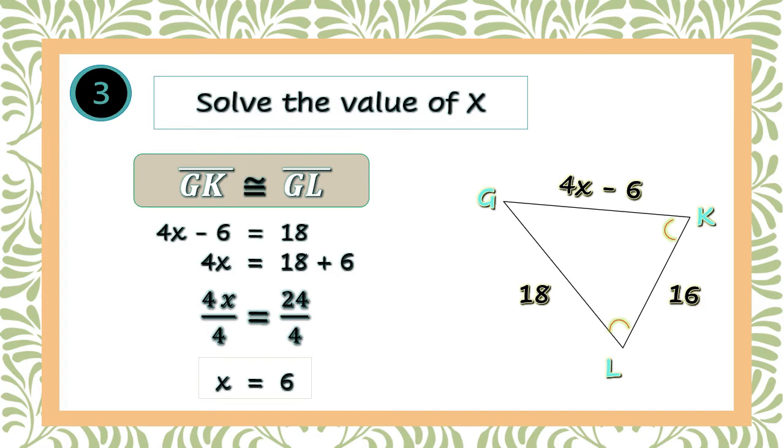Then, we will divide both sides by 4. So, 4x divided by 4, we have x. 24 divided by 4 is 6. So, the value of x is equal to 6.